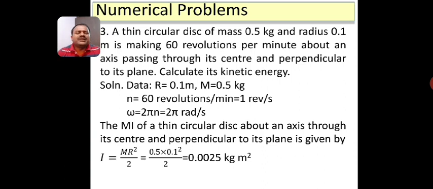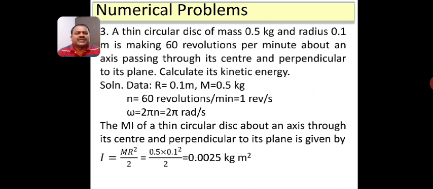Next, the moment of inertia of the circular disc about an axis through its center and perpendicular to its plane is given by I is equal to mr square by 2. m is 0.5 and radius is 0.1 square, divided by 2.